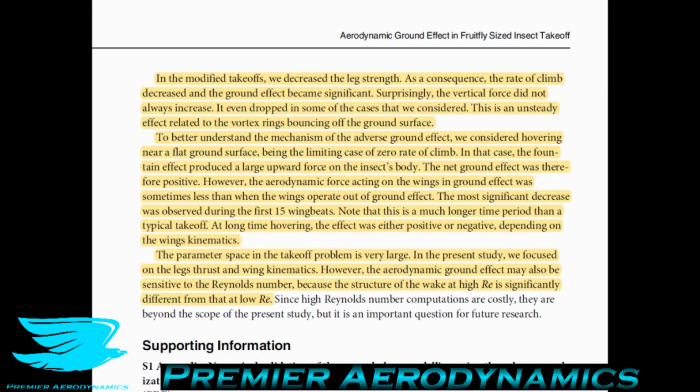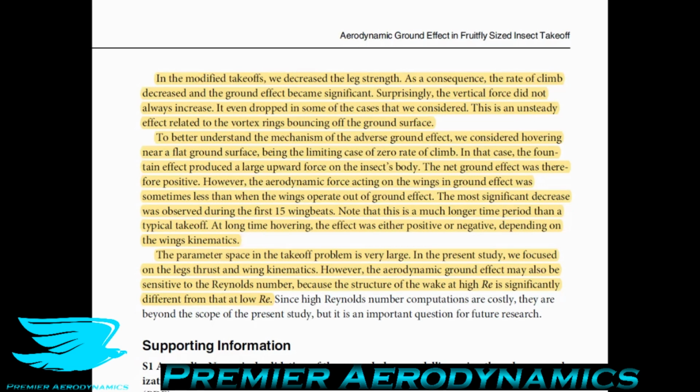To better understand the mechanism of the adverse ground effect, we considered hovering near a flat ground surface, being the limiting case of zero rate of climb. In that case, the fountain effect produced a large upward force on an insect's body. Now, just here, I want to talk about the fountain effect. I looked it up a little bit because I don't talk about it in this paper.